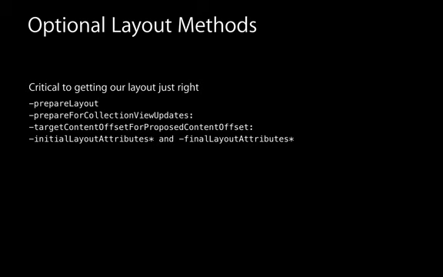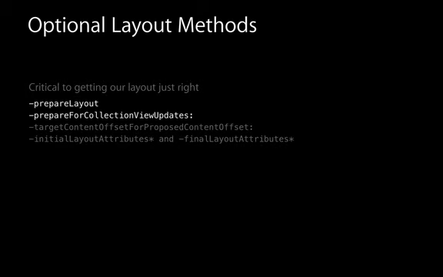So this, it turns out, is the right order. Prepare for layout. You probably already implement this if you're doing a layout. But there's some information that we need to capture here, not just building our layout. And then prepare for collection view updates, followed by target content offset for proposed content offset, which is quite a mouthful, and then initial layout attributes and final layout attributes. So I'm going to talk about prepare layout and prepare for collection view updates together because they do sort of pair up.